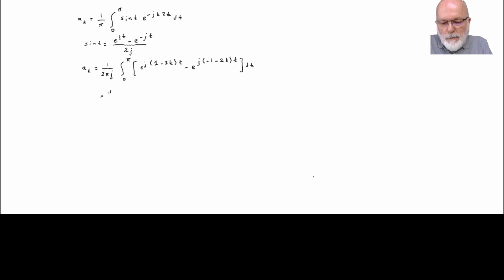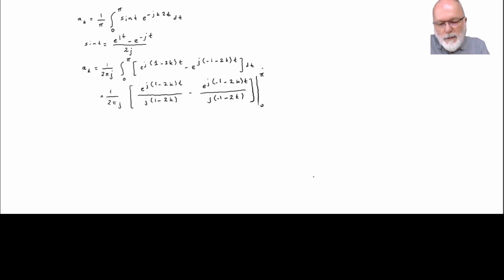Now, 1 over 2 pi j. The integral of these complex exponential functions can be evaluated easily as e to the j (1 minus 2k) t divided by j (1 minus 2k), minus e to the j (minus 1 minus 2k) t divided by j (minus 1 minus 2k), and we have to evaluate this expression at the integration limits. So we have 1 over 2 pi j.